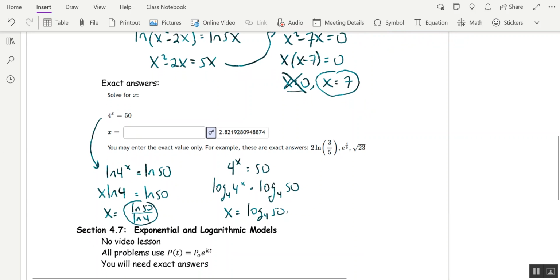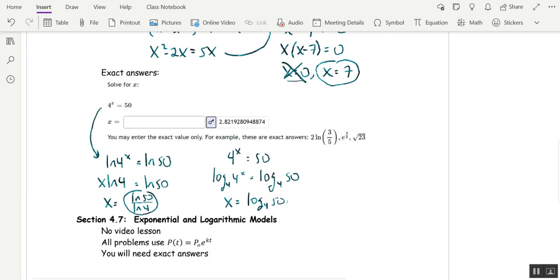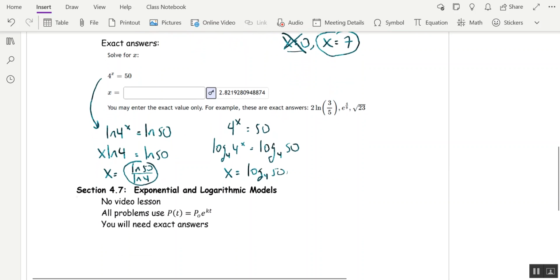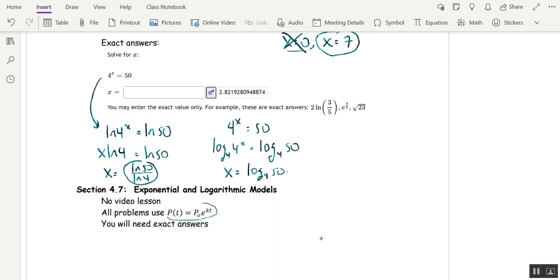Section 4.7, exponential and logarithmic models. I took out all the video lessons because they were just confusing. There's a video for each problem you have to solve, and you can just click on that. Pay attention to things like half-life. All of the problems can be solved using this one equation. And typically, these are going to be multi-part problems. Like, you won't be able to solve the answer right away. First, you'll have to find K, and there'll be a lot of information given. So these will be typically long problems.